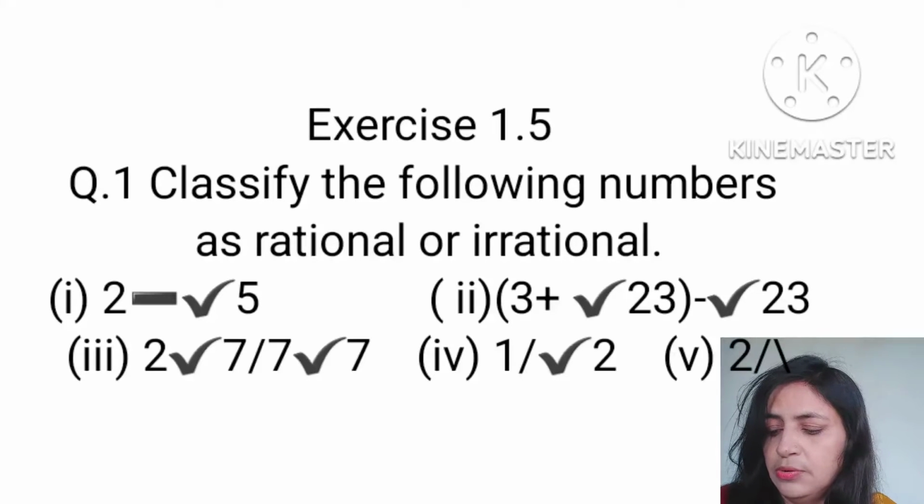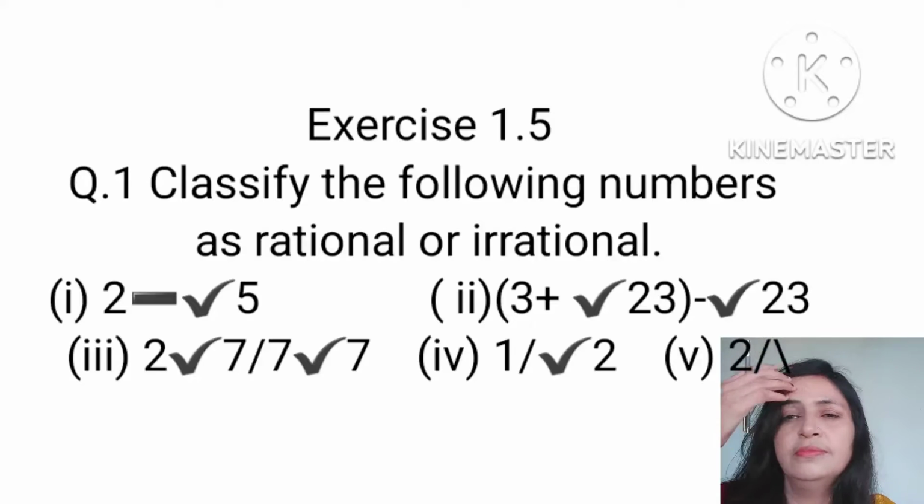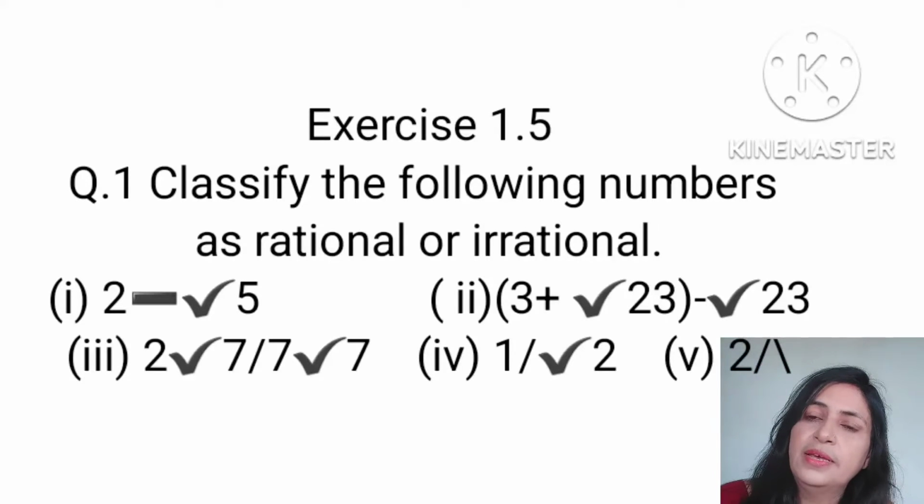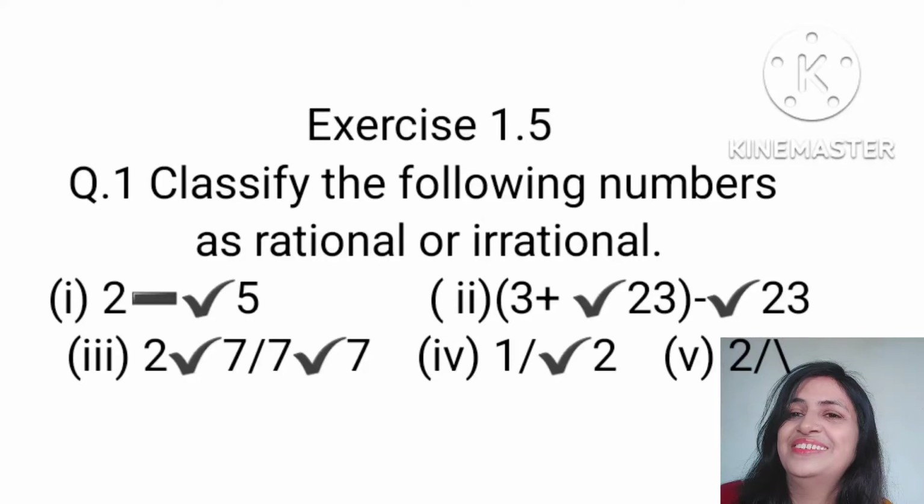3. Now third, 2 root 7 by 7 root 7. Here square root 7 and square root 7 cancel, so the answer is 2 by 7. 2 by 7 is a rational number, so it is rational. Now 4, 1 by root 2. 1 by root 2 is an irrational number. Now 2 pi. Pi is irrational, so 2 pi is also an irrational number. Now question number 2.